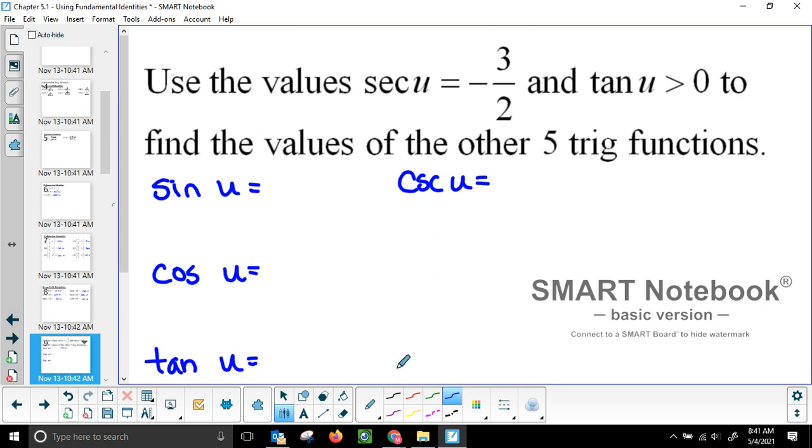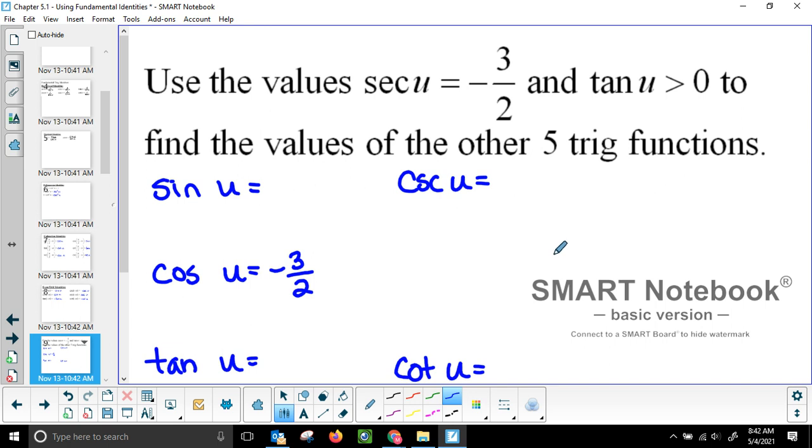You can write it down again if you want, but you certainly don't have to. And cotangent of u. All right, what's the really easy one to find? Cosine, right? Cosine is simply the reciprocal of secant. So I know that this is negative 3/2.